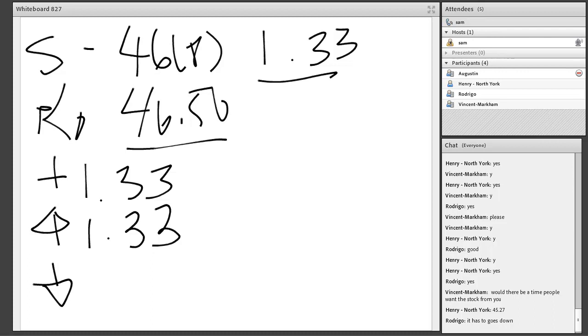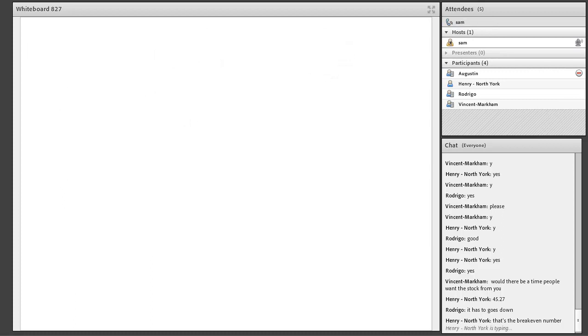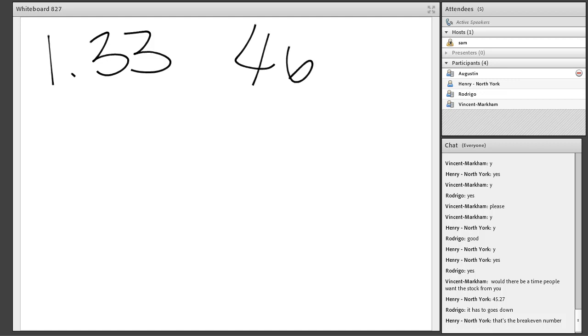They would be forced to, and Henry's looking at the 45.27. Do you mean why 45.27, Henry? It's not 45.27. You're off by a little bit. That's not break even. What's break even? So here, I'm going to go over here.